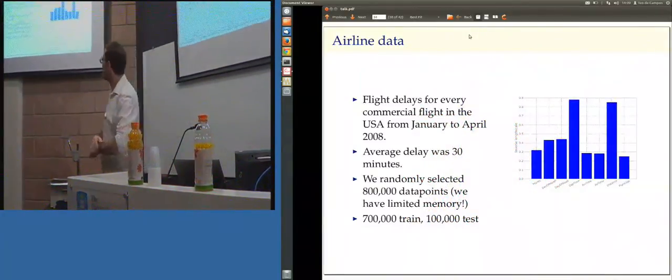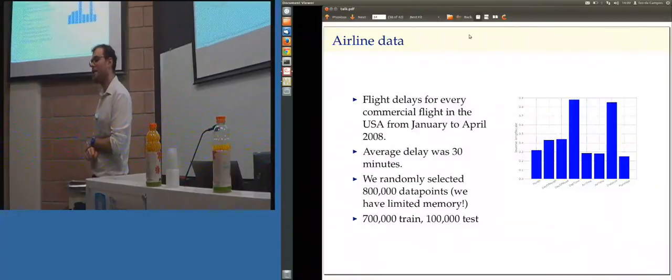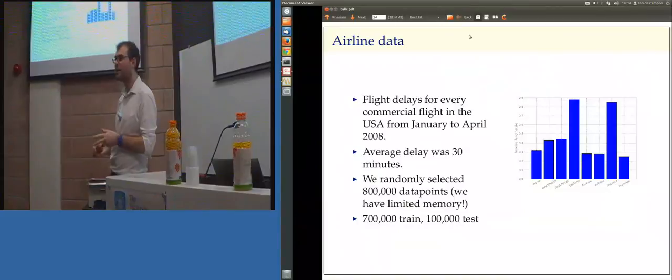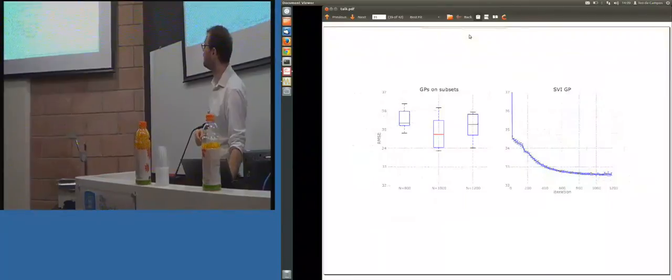One more example before I finish up. I also applied this to some airline data. We looked at how long your flight's going to be delayed. So we get some parameters about your flight, like what day it is, what time you're flying, what airport you're flying from, and so on. We're trying to say, well, the output variable is how long is your delay. And there are 700,000 training points here.